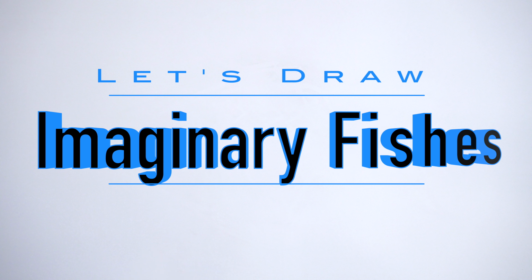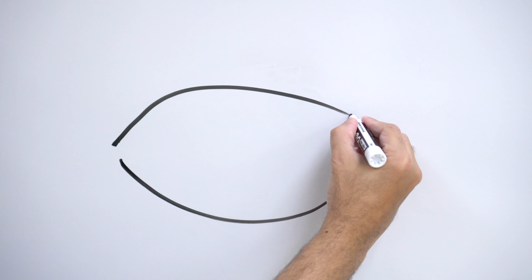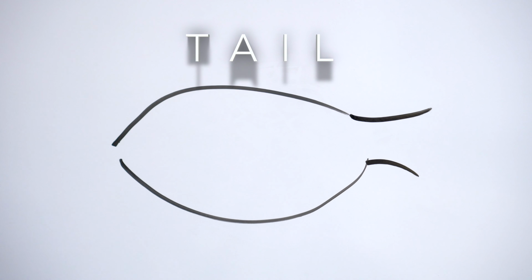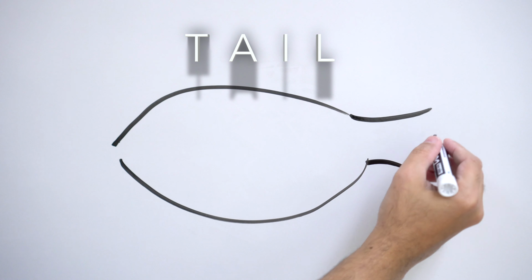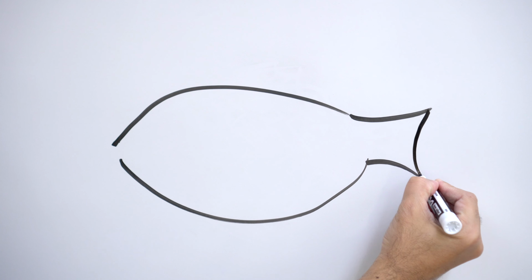Let's draw imaginary fishes. To draw a fish, we first need to know the parts of the fish, like the body. I think most fishes have like this football-shaped body. Then the tail, we could just do two curved lines for the tail. And we'll connect the end, and there you have it.